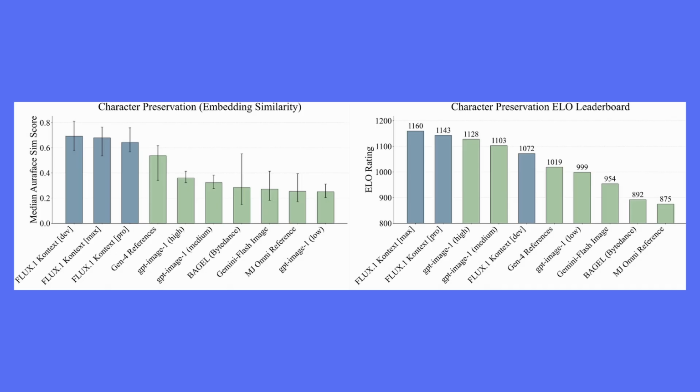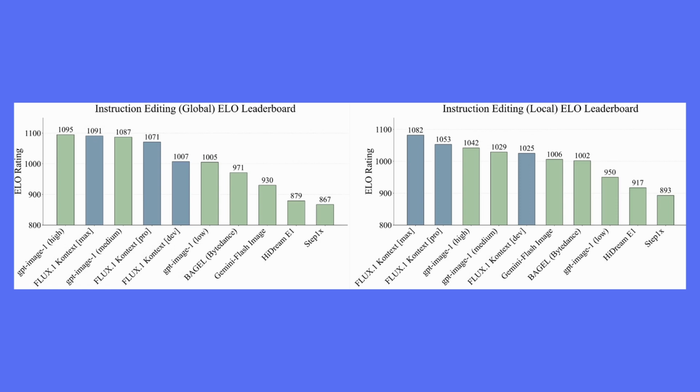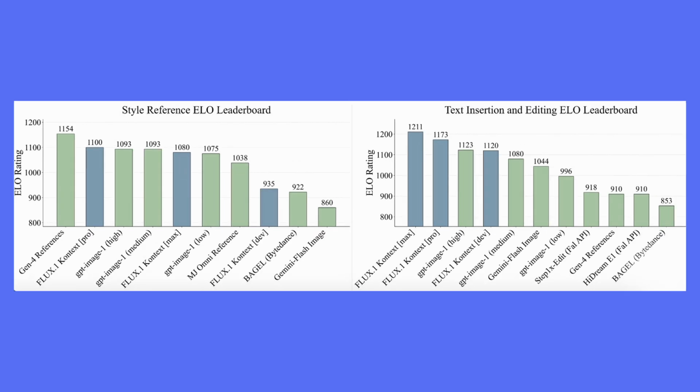Now let's see how it ranks against other models. First up with character preservation, basically how well a model can keep a consistent face or a body across edits. This model is right at the top, beating even closed models like Gemini Flash from Google and ByteDance Bagel. Moving on to instruction editing, both globally and locally. This is where you tell the model to change something specific like remove the hat or add sunset in the background. The type of instructions we've been testing with this model, and this model has performed really good here as well. The same goes for text insertion and editing and in style transfer.